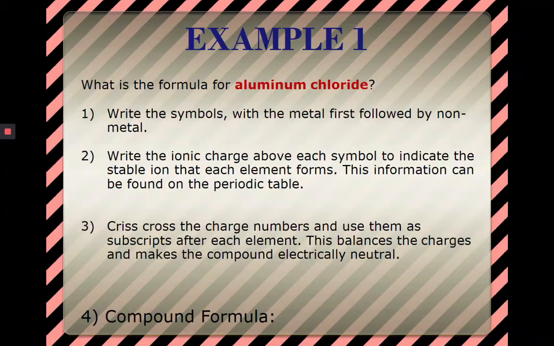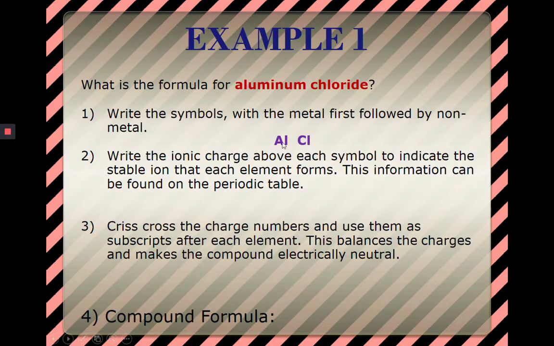An alternative way to write a correct formula for an ionic compound is to use the crisscross method. In the first example we have aluminium chloride. The first step is we write the symbols, with the metal first followed by the non-metal. Next, we write the ionic charge for each of these elements.